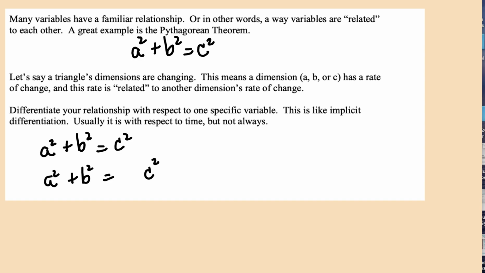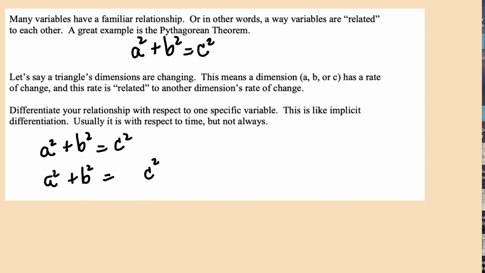Many variables have a familiar relationship, like the Pythagorean theorem. These variables are related to each other. a squared plus b squared is equal to c squared. The variables are related. Today we're going to talk about rates being related to each other. So in a triangle, remember the sides, a squared plus b squared equals c squared. The sides are related to each other.